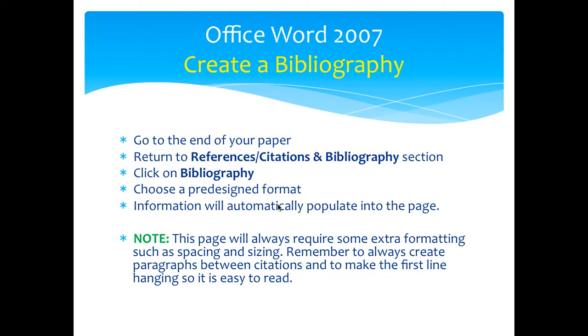So to create a bibliography in 2007, you would go to the end of your paper. You go back to your Citations and Bibliography section, click on References, then click on Bibliography. You choose a pre-designed format in that section. It's similar to what we have, but it's a little extra steps, and then the information will automatically populate into the page. Again, you need to do extra formatting, spacing, sizing, fonts, first line hanging, all that kind of thing.